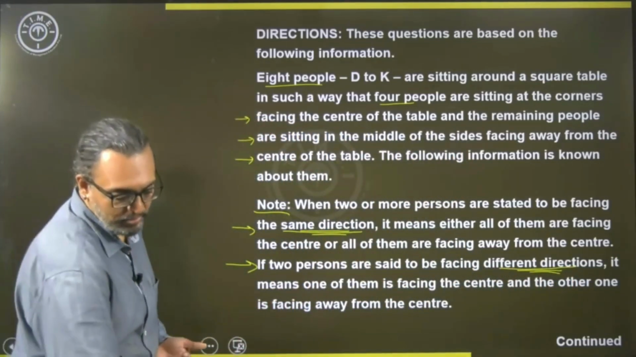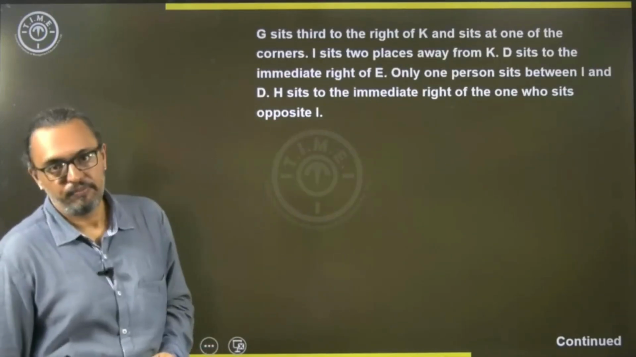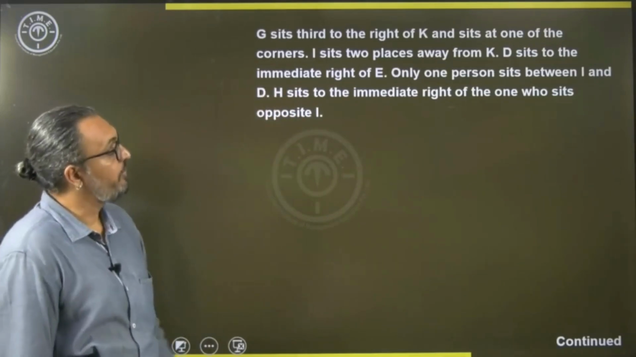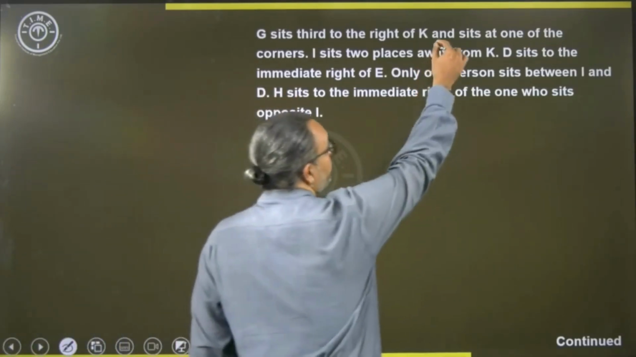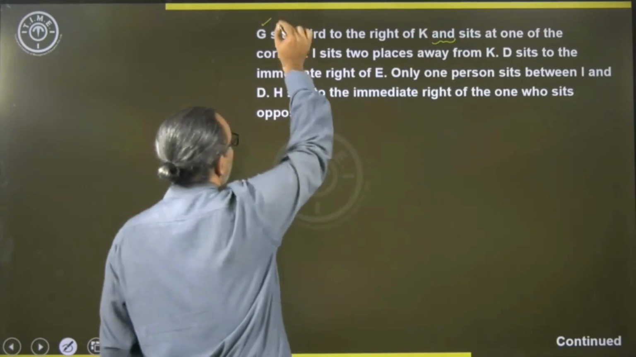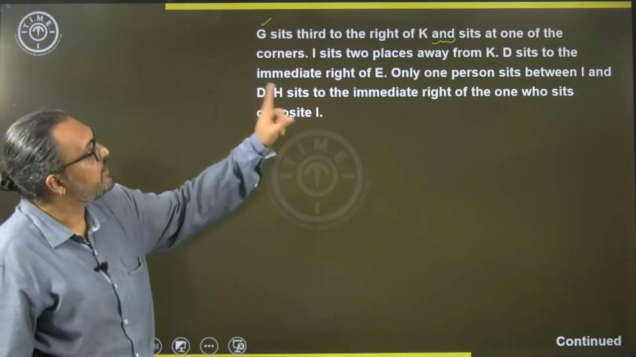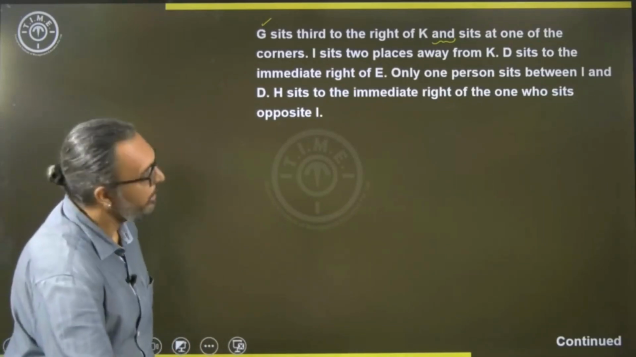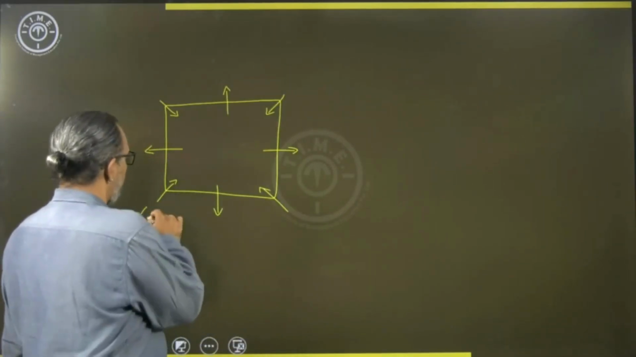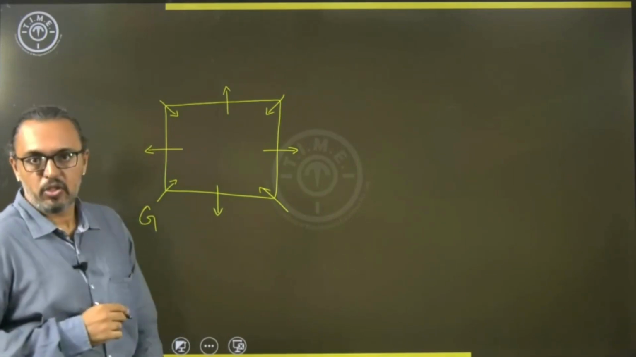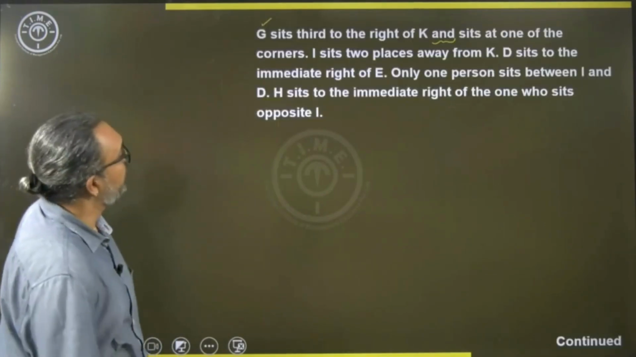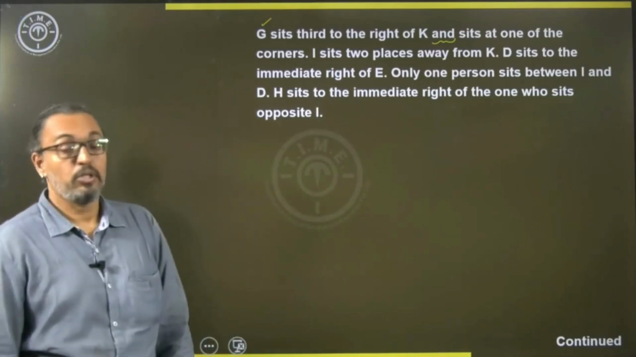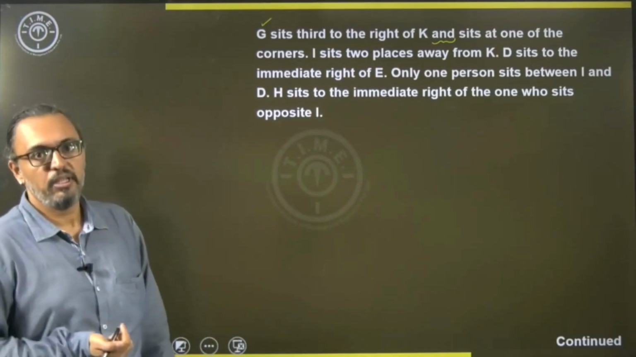Okay. Now, coming to the information. So, we have G sits third to the right of K, and so whenever you have "and", it refers to the first person, that is G, and sits at one of the corners. So, G compulsorily should sit at a corner. Okay. You pick any one corner. So, let's say I put G here, G at this corner. And then G is on which side? Third to the right of K. So, I want right side of K, third position G.